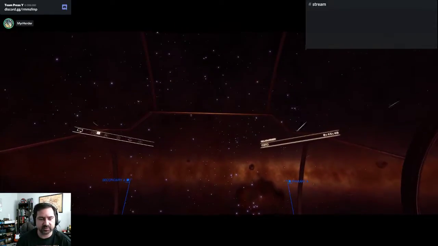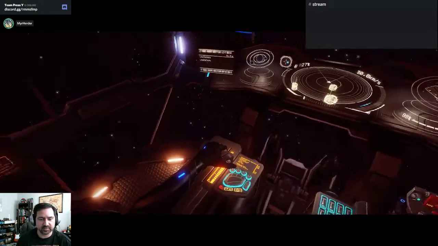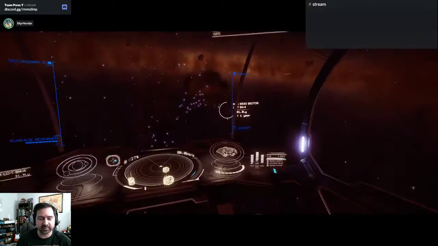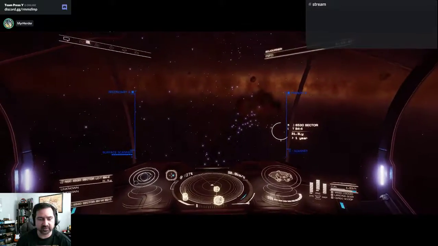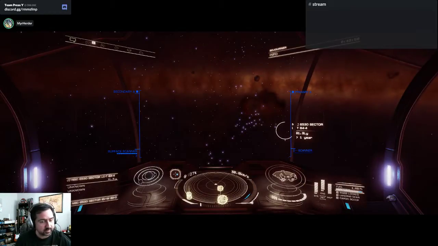So, this is my ship. This is Elite Dangerous. Okay. This is my ship. I'm using my mouse to look around, but I could use a VR helmet, the Oculus, to do it as well. This is my ship, the Asp Explorer, that I've named Sojourner. Good name.